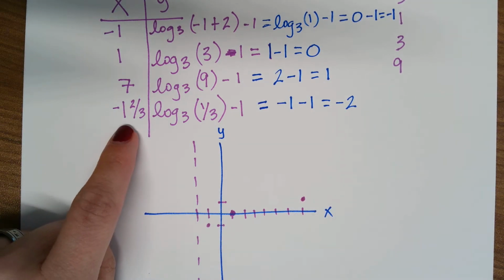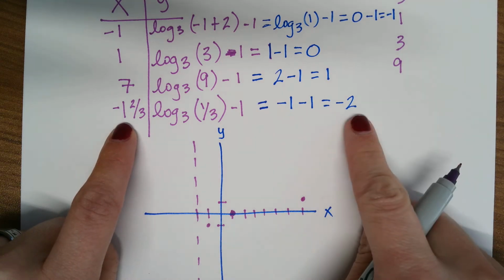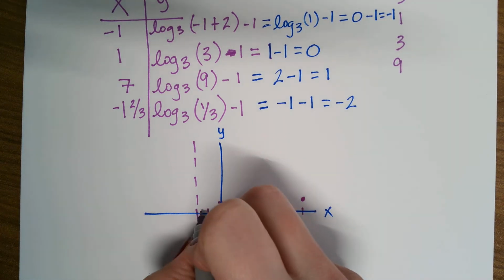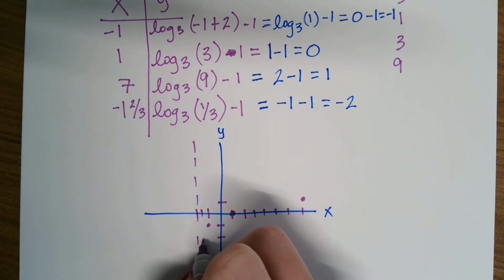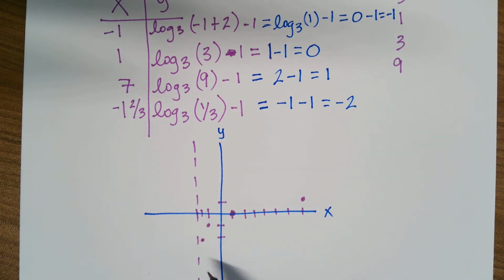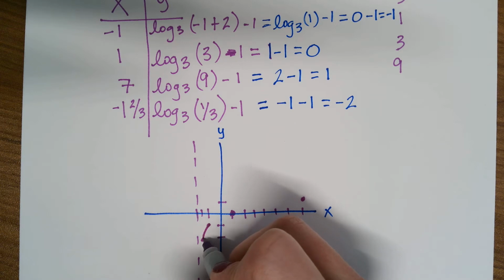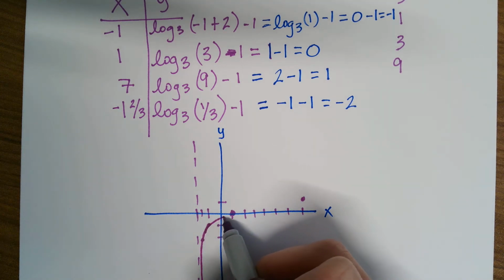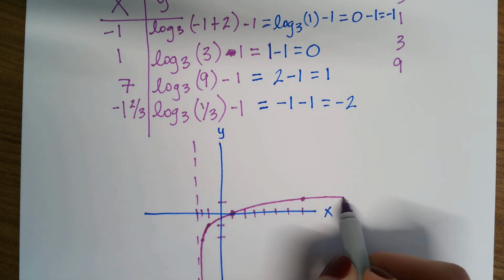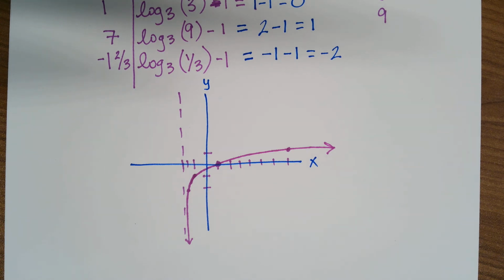And if I plug in -1 2/3, so this is in between -1 and -2, a little bit closer to -2, I should get -2. So about right here. And so we can kind of see an outline of what that graph should look like. It's coming down very close to my asymptote and then veering off to the right-hand side. This is a pretty accurate sketch of log base 3 of x plus 2, minus 1, by plotting points.